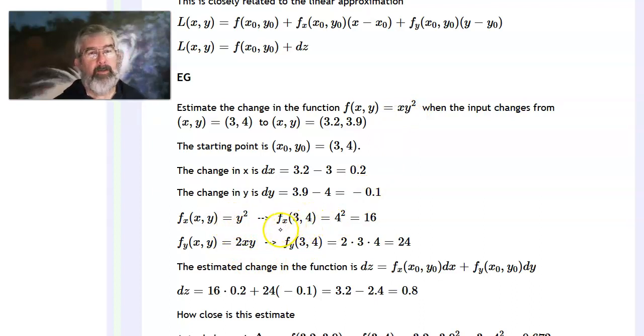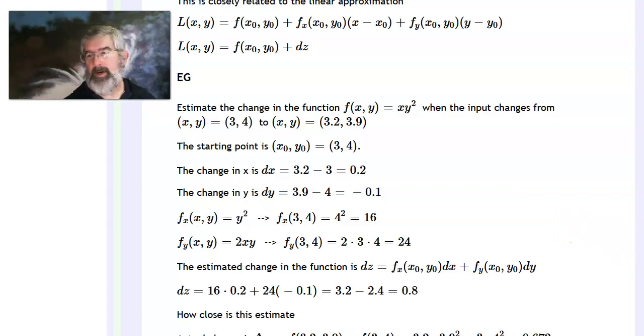So the partial with respect to x at (3, 4) is 4 squared, which is 16, and the partial with respect to y is 2 times 3 times 4, which is 24. So the estimated change in the function is, this was the formula for the total differential, the partial with respect to x was 16, and the change in the x direction is 0.2. The partial with respect to y was 24, and the change in the y direction is negative 0.1. And so I've got 3.2 minus 2.4, which is 0.8. So I'm estimating that this function will change by 0.8 as I move from (3, 4) to (3.2, 3.9).